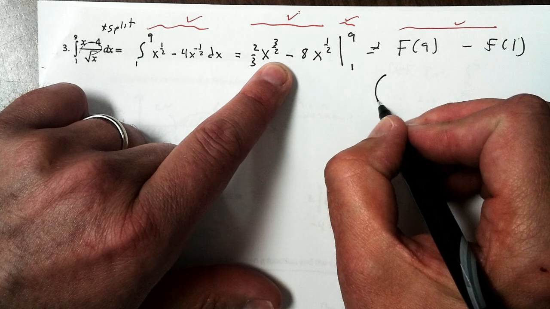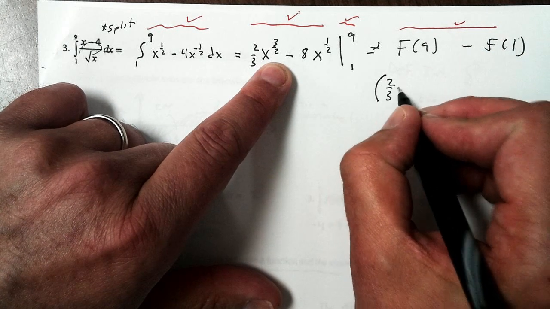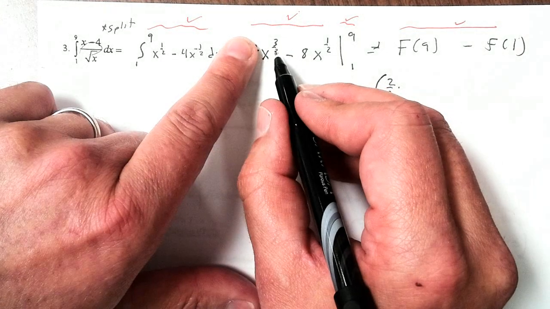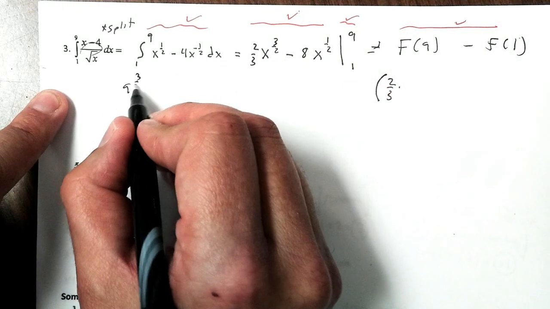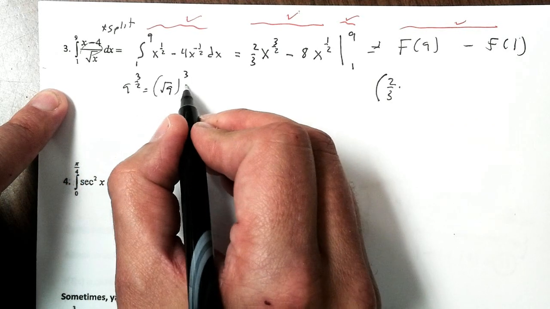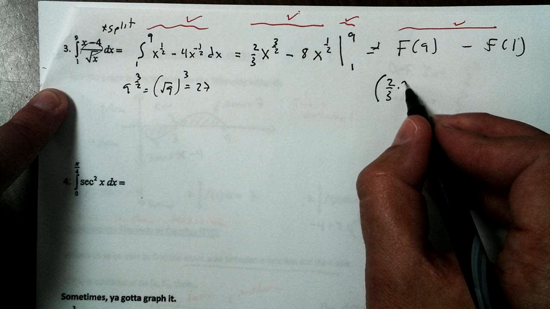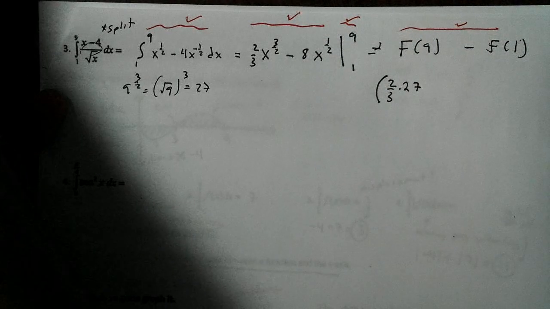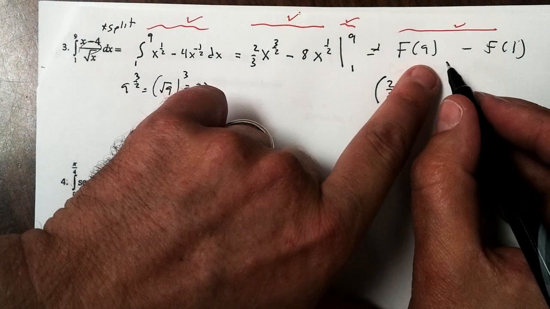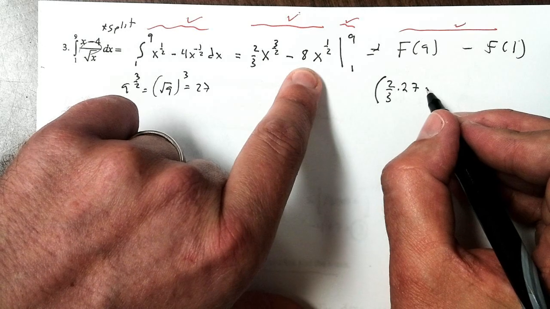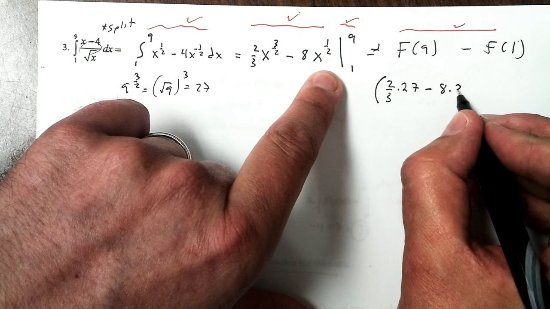So if I plug in 9, this becomes 2/3 times, do this in your head, the square root of 9. If I'm doing 9 to the 3/2, I'm just going to take the square root of 9 and cube it. And that's just 27. So I can just multiply this by 27. Now mind you, I have to put the 9 in here too. You got to put the 9 in both of them. It's like distributing it. So minus 8, and that's just the square root of 9, which is 3.